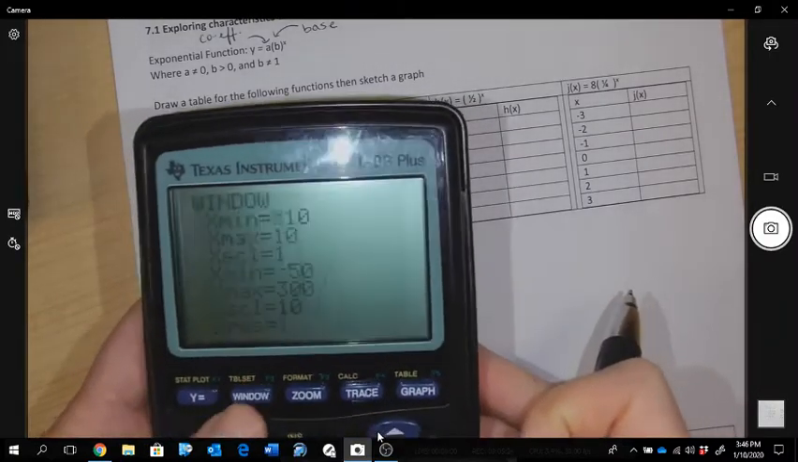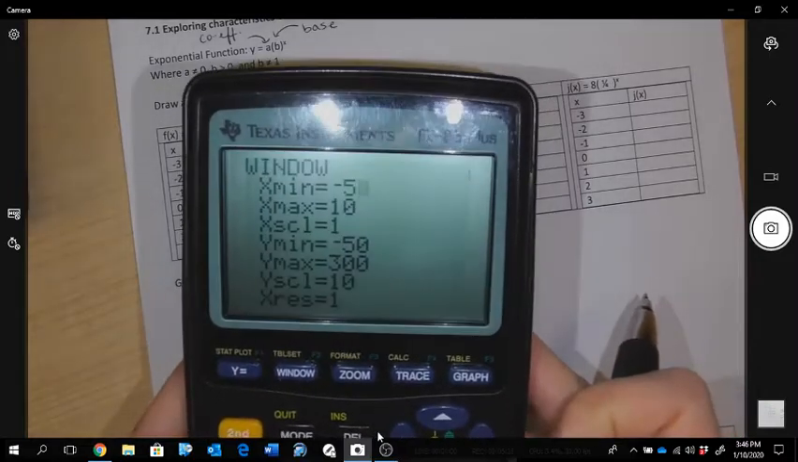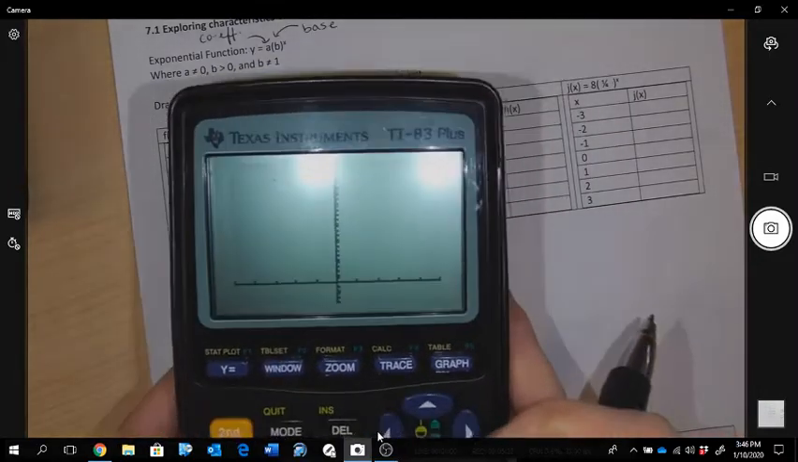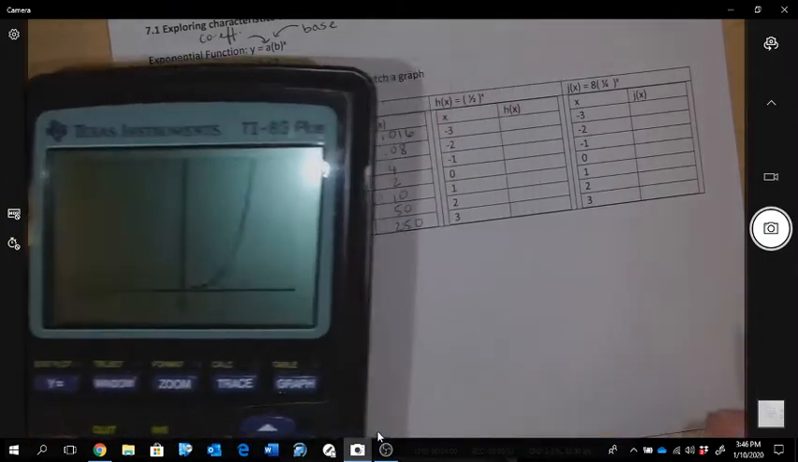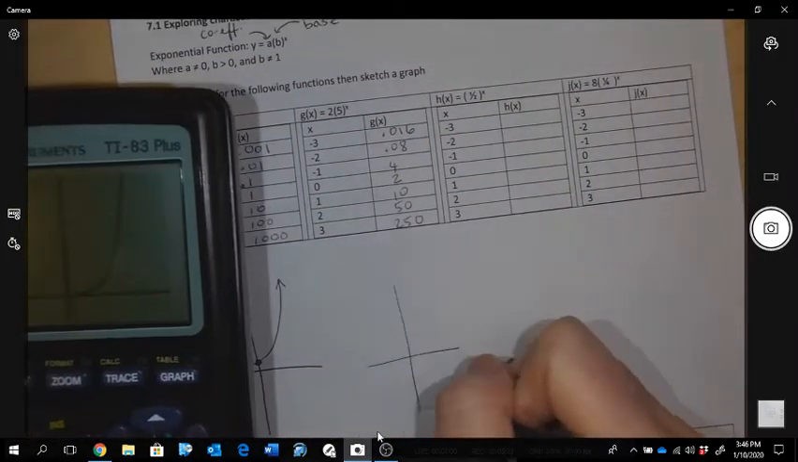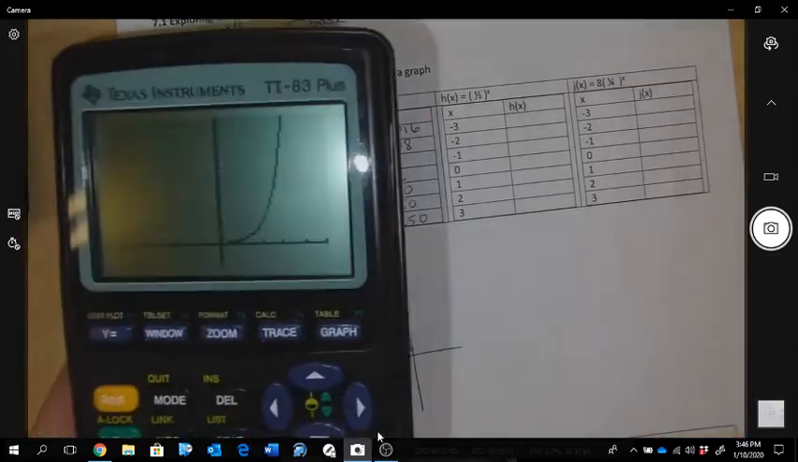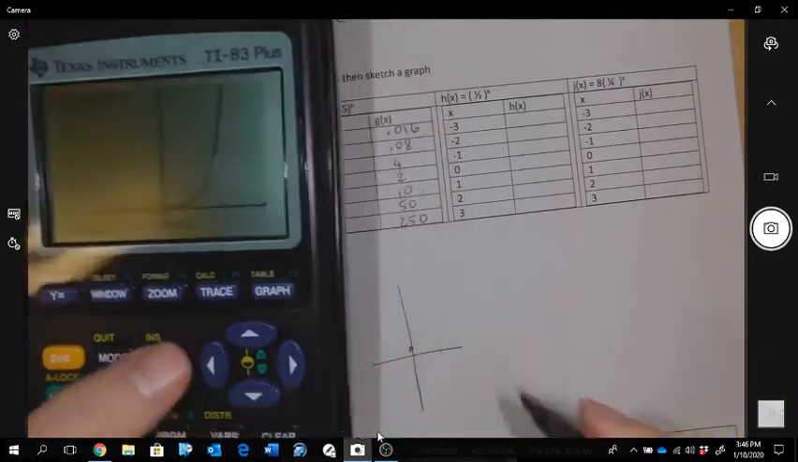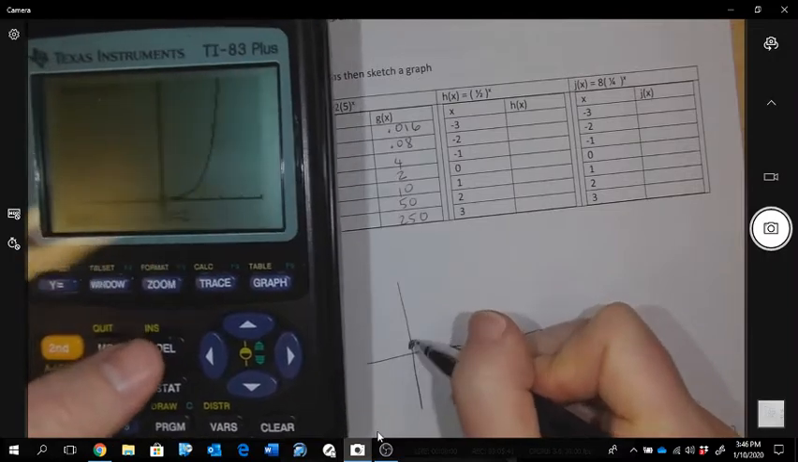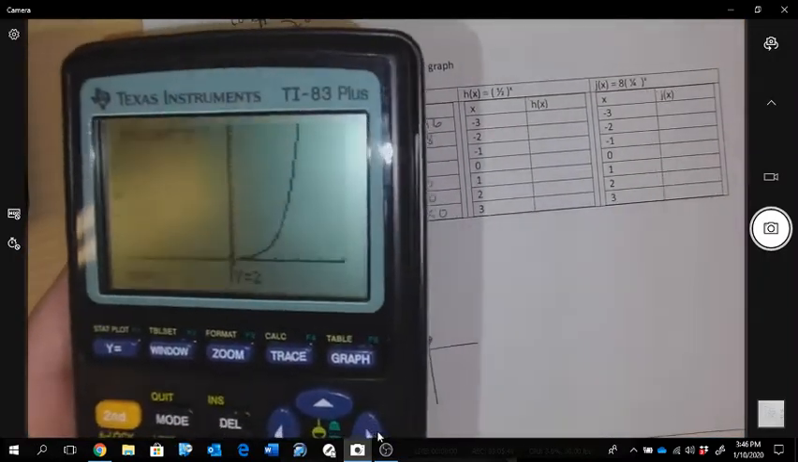Okay, actually I don't need that many x's, so I'm going to just change my x. Let's go negative 5 to 5. Okay, so again, you can see that we're still going to have that point in the middle to start. Our y-intercept is 2 this time.